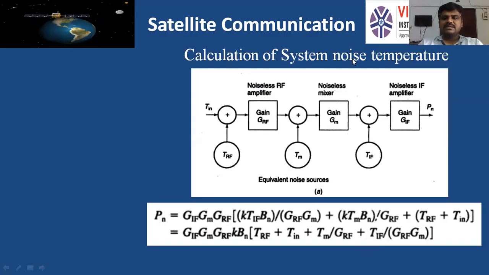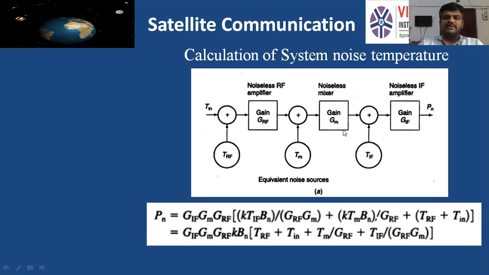Next, calculation of system noise temperature in the receiver. You can see here the system noise model of the receiver. It is expressed as T_RF, the temperature of the RF amplifier, gain of the RF amplifier, temperature in the mixer, gain of the mixer, temperature in the IF amplifier, and gain of the IF amplifier.